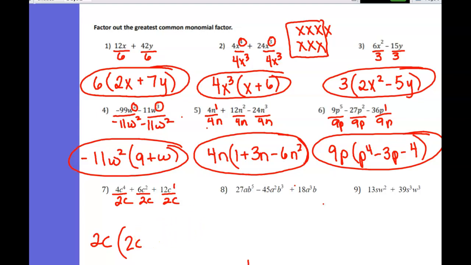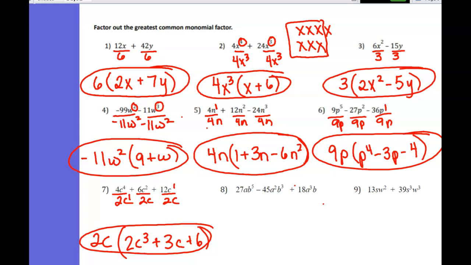Okay, so that's going to be 2c to the third because 4 minus 1 is 3. And then we've got 6 divided by 2 is 3. And we would be left with a c because c squared divided by c is just c. And then 12c divided by 2c would be 6. Okay. Number 8, we get a little bit more complicated because now we have 2 variables.